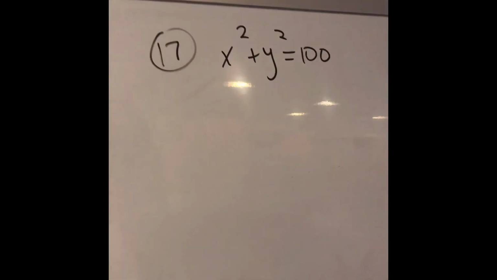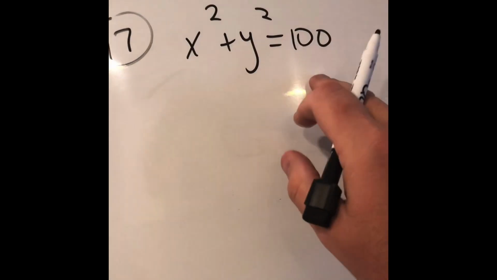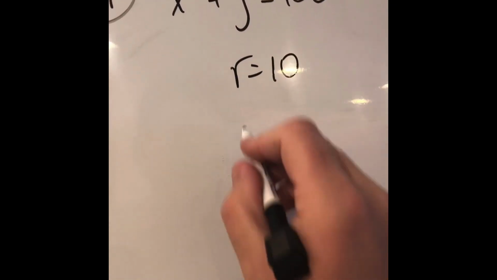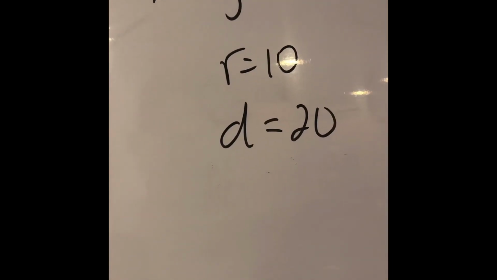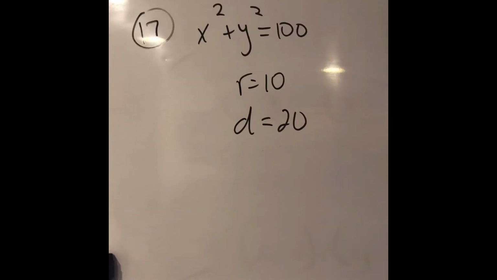And then for 17, they're asking you to find the diameter. Well, we know that the radius here is the square root of 100, so the radius is 10, and then the diameter is just double that, and the diameter is 20. Okay? So nice and easy, you guys will find out that the equations of a circle, they're really not that bad.